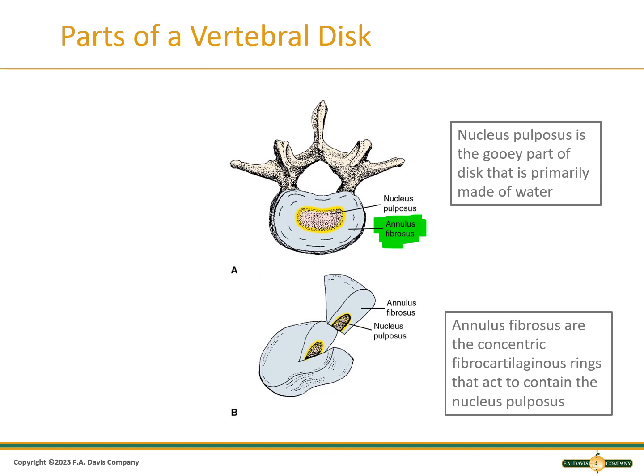In between each vertebral level, we have vertebral discs, and those help to provide for shock absorption and allow for better motion with the awkward bony articulations of the vertebra. But each vertebral disc is divided into 2 parts. So we have the nucleus pulposus, and that's the gooey part of the disc that's in the middle, and it's primarily made of water and is described as that gelatinous material. And then the annulus fibrosus is the concentric fibrocartilaginous rings that wrap around the nucleus pulposus to contain it and help hold that watery, gooey fiber in.